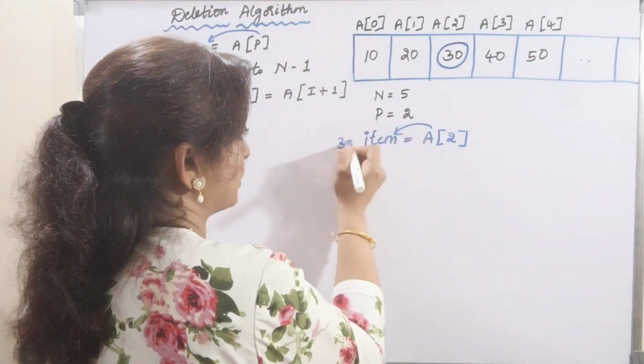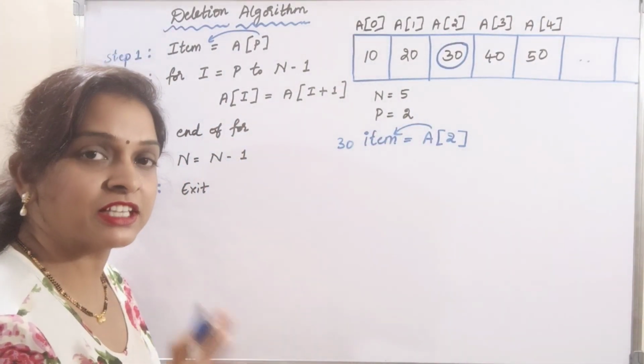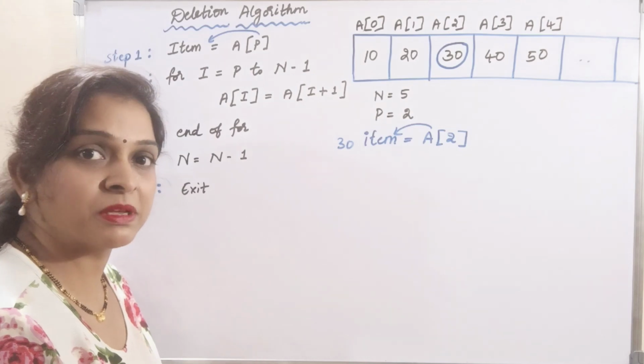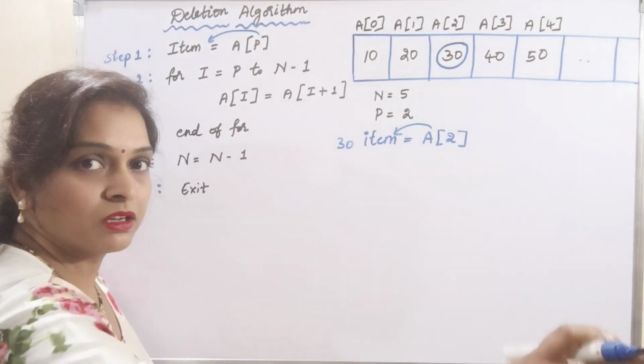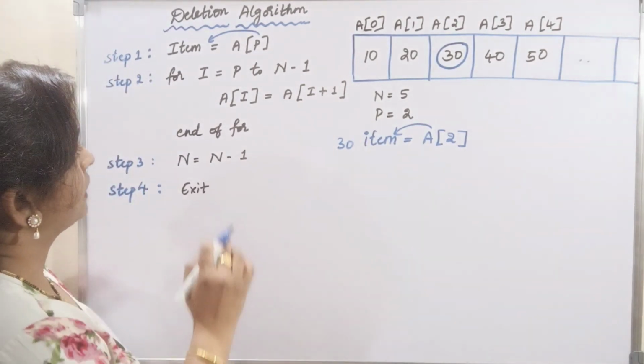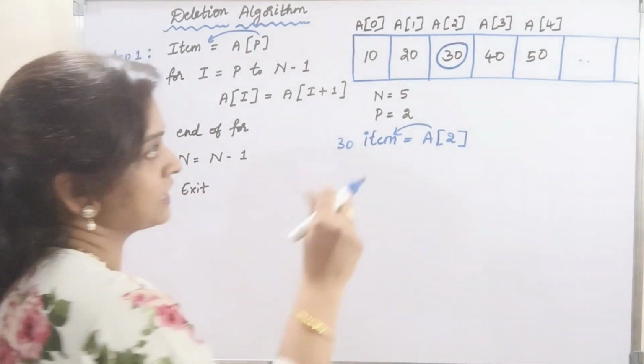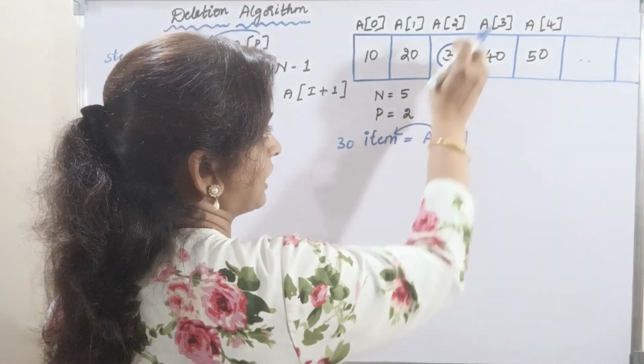That I am going to store it in item. This is just for reference at the end, so that we can put an acknowledgement message saying that this item has been removed from the array. Next, the loop starts.